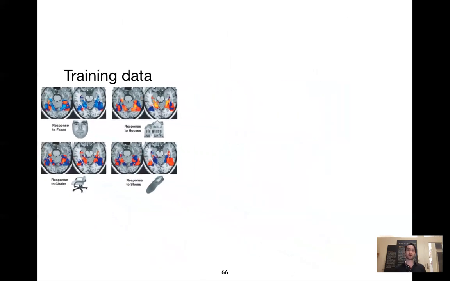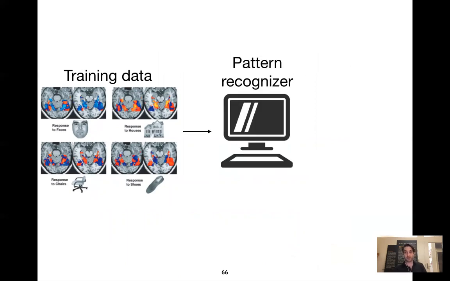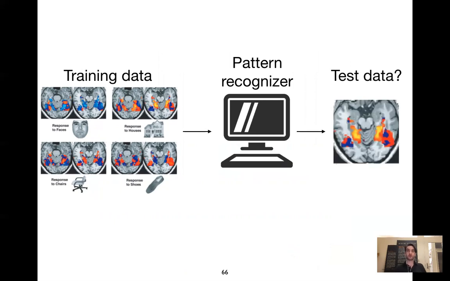The way that something like this works is you will initially have someone look at pictures of faces, houses, chairs, shoes, or whatever, and you'll train an algorithm, a pattern recognizer, to understand, okay, this pattern is associated with a face, this pattern is associated with a chair, and so on and so forth. And then you will test that pattern recognizer algorithm, and you'll say, okay, here's a new pattern. What pattern is this associated with?